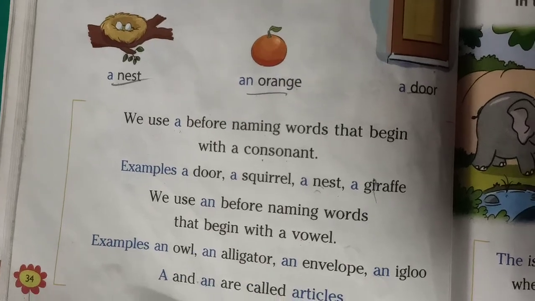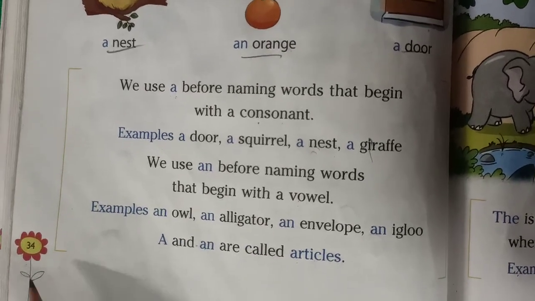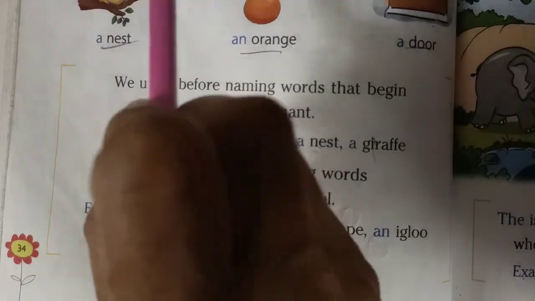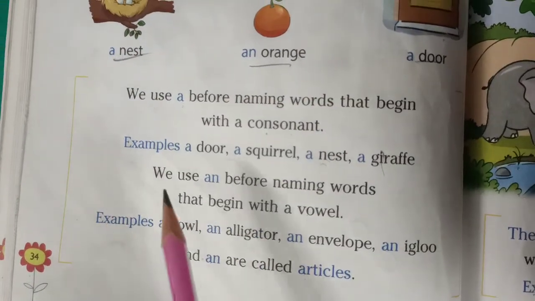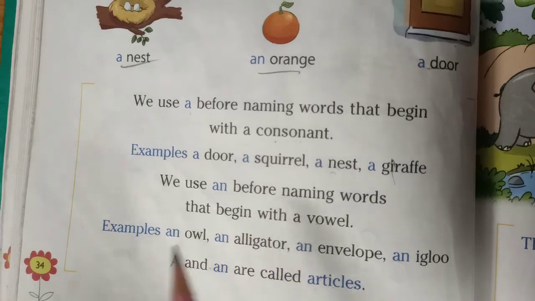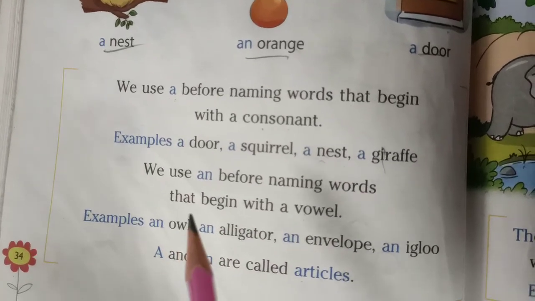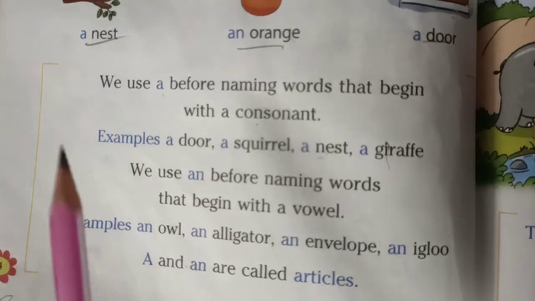All of you take your English language book, page number 34, chapter 5 articles. For revision for the exam. I already taught this lesson, but now I am going to teach a revision. Understand all of you? Okay.